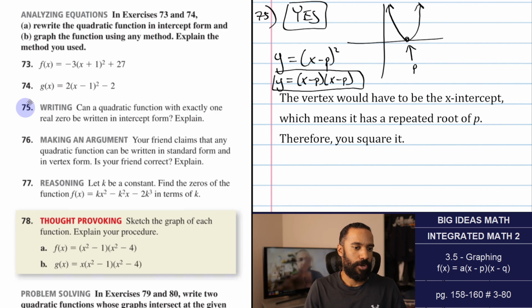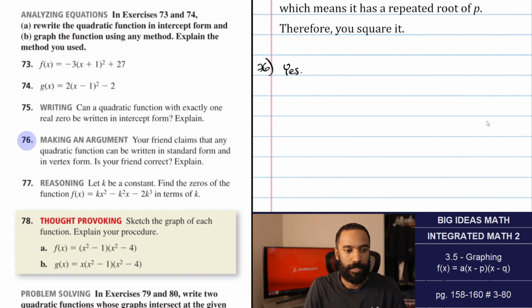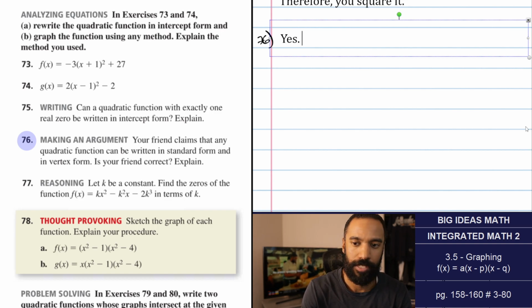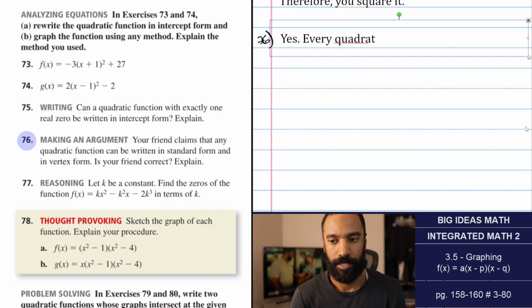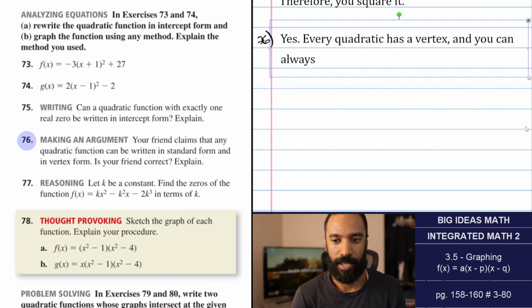Your friend claims that any quadratic function can be written in standard form and in vertex form. Is your friend correct? Explain. Yes. Once you have vertex form, okay, how about this? Yes, every quadratic has a vertex, and you can always expand it into standard form.